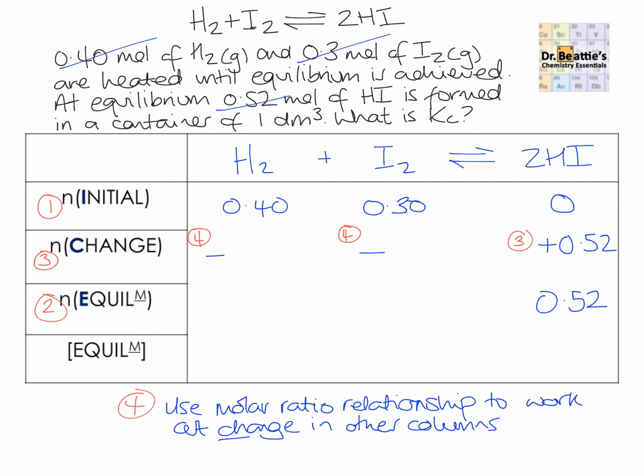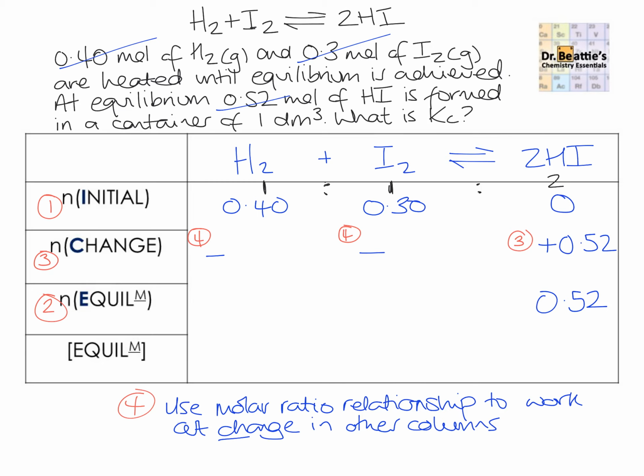Now step 4 is to then take this information from step 3 but use the molar ratio relationships to work out the change in the other columns that we need to fill out. Now what I mean by the molar ratio relationships is the molar ratios, or the stoichiometry, and how they are related. So here the ratio is 2 to 1 to 1. And that's all down to the fact that we've got 1 mole of hydrogen reacting with 1 mole of iodine to form 2 moles of hydrogen iodide.